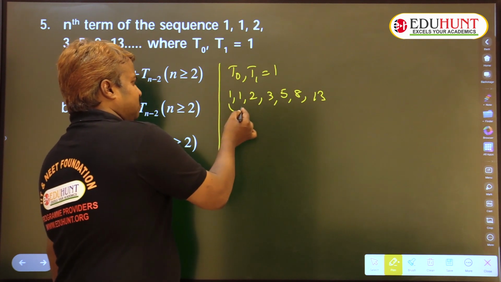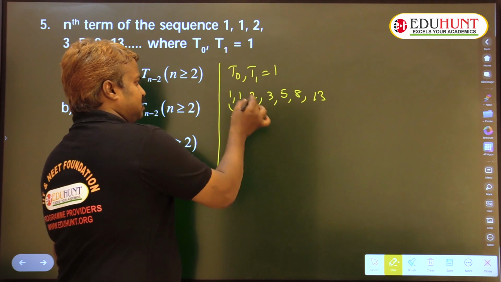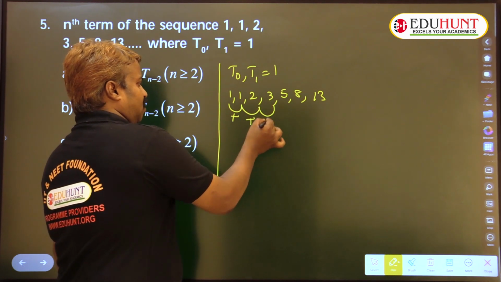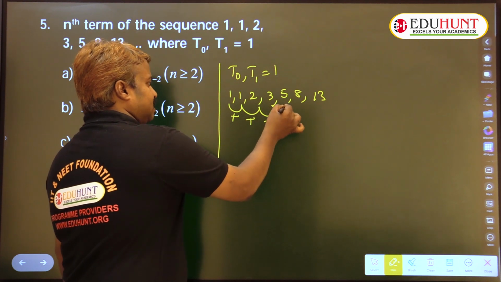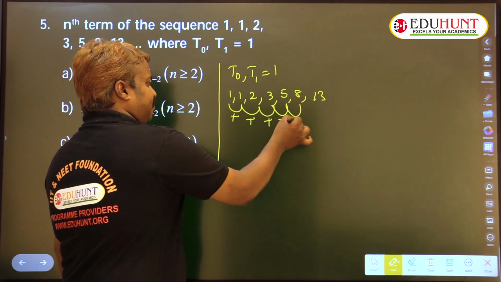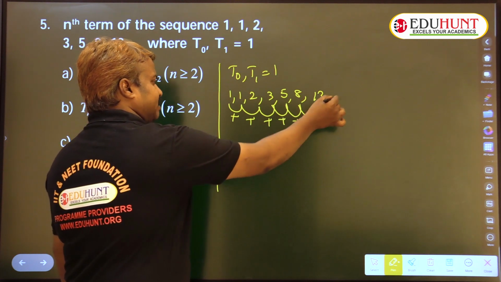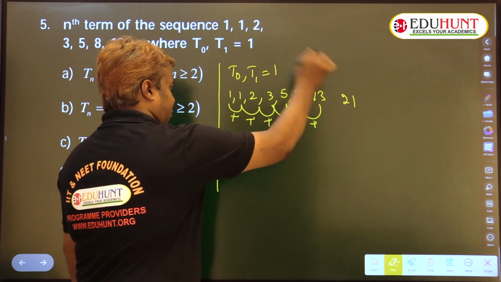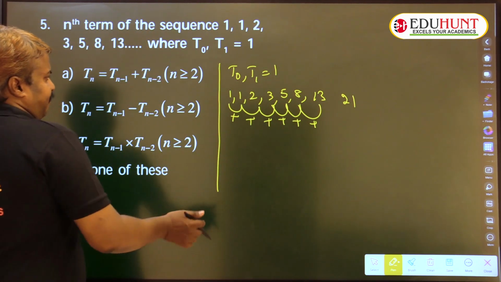Here 1 plus 1 is 2, 1 plus 2 is 3, 2 plus 3 is 5, 3 plus 5 is 8, 5 plus 8 is 13. Then 8 plus 13, the next term is not given, but it will be 21, like that. Now you can take the difference here.